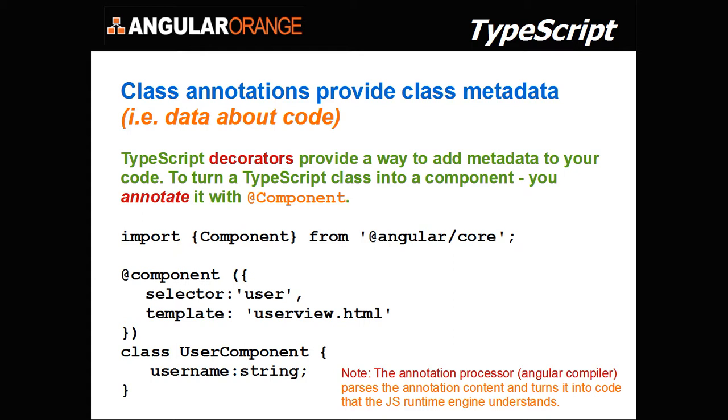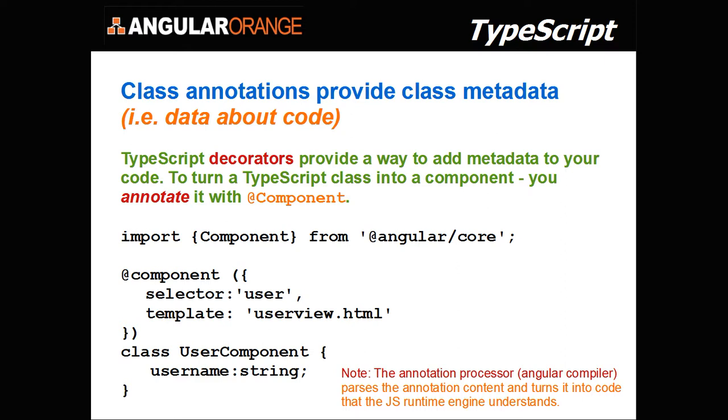Okay, class annotations. This is the beauty of TypeScript. You have TypeScript decorators, and you can provide a way to add metadata to your code to turn the TypeScript class into a component. You annotate it with @Component. If I import Component from the Angular core package, I could use that annotation @Component. That Component should be in uppercase. And I could have a selector user and a template user view, and I could attach that to my class UserComponent, which has an attribute username, and the annotation processor, which is really the Angular compiler, parses the annotation content and turns it into code that the JS runtime engine understands.